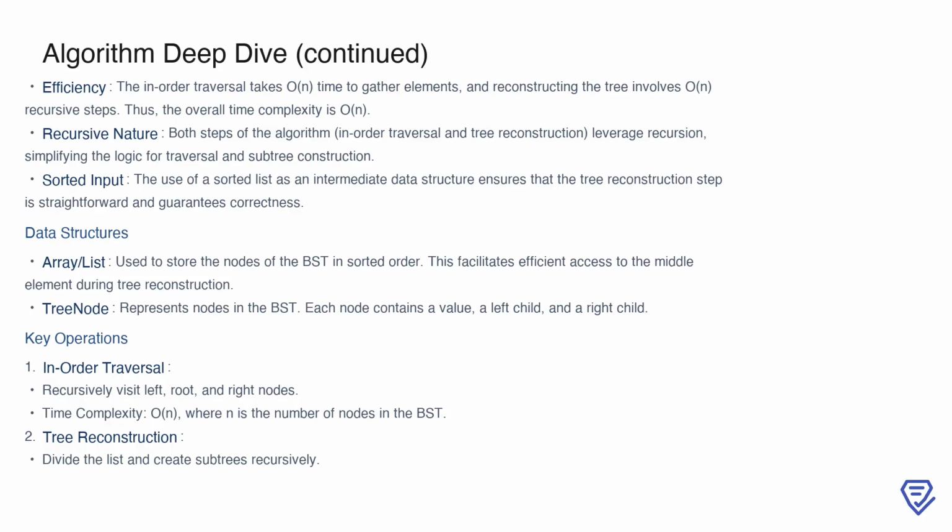The primary data structures involved are an array or list to store the sorted elements and the tree node structure, which represents the nodes of the tree. The two key operations are in-order traversal, which involves visiting nodes in the left, root, right order, and tree reconstruction, where the list is divided recursively to create balanced subtrees. Both of these operations contribute to the overall efficiency and correctness of the algorithm.